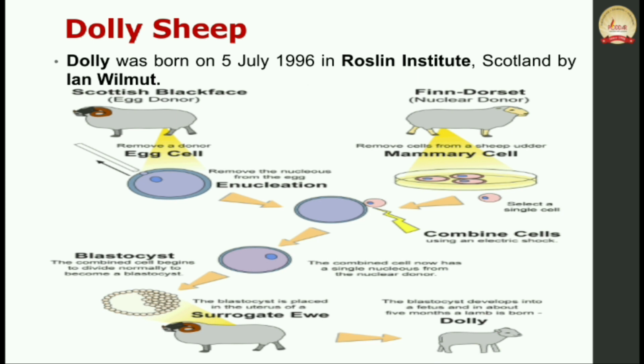After the cleavage is complete, they form the blastomeric condition, and these blastomeres are ready to be implanted in the surrogate ewe's uterus wall. After the implantation, the embryonic development is completed, and after the gestation period, the surrogate ewe produced a baby lamb, which was named Dolly.